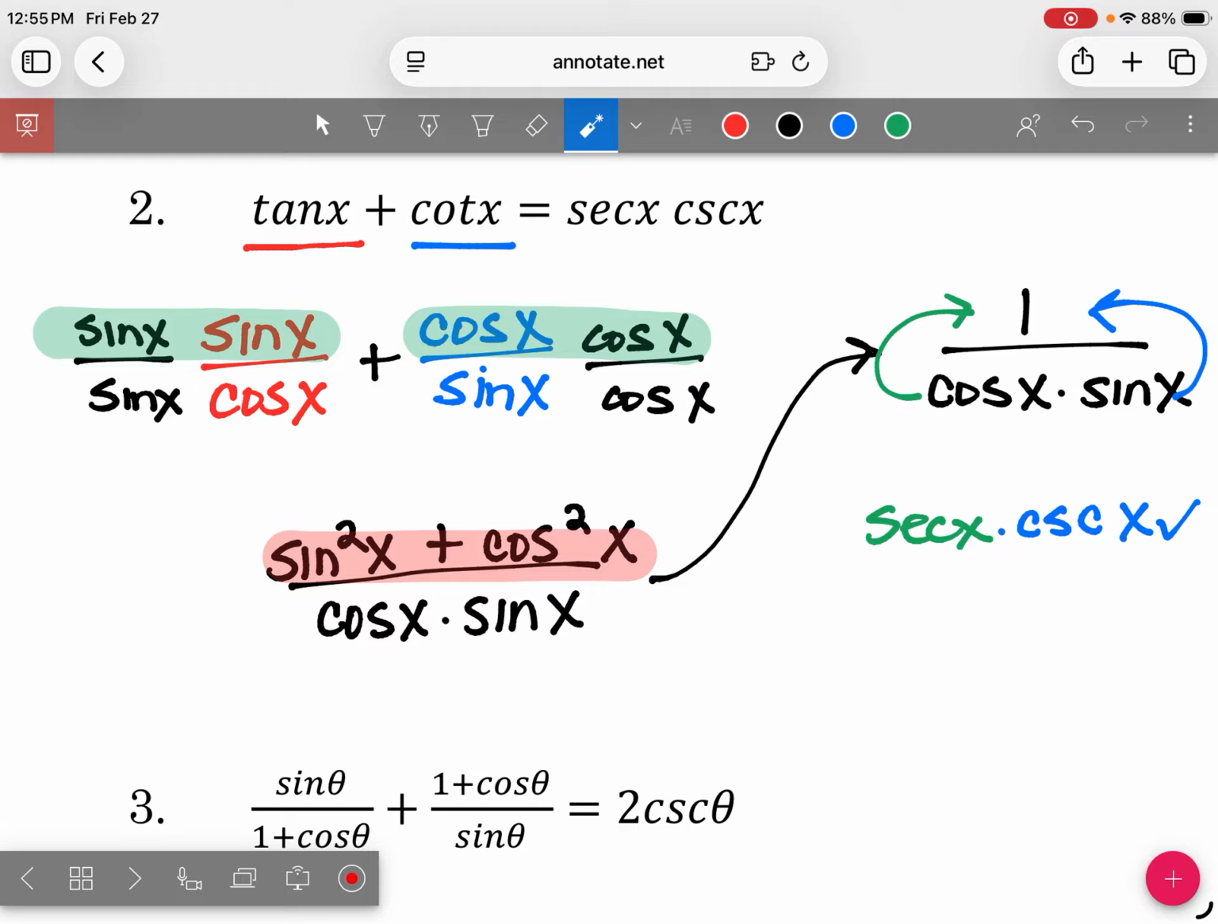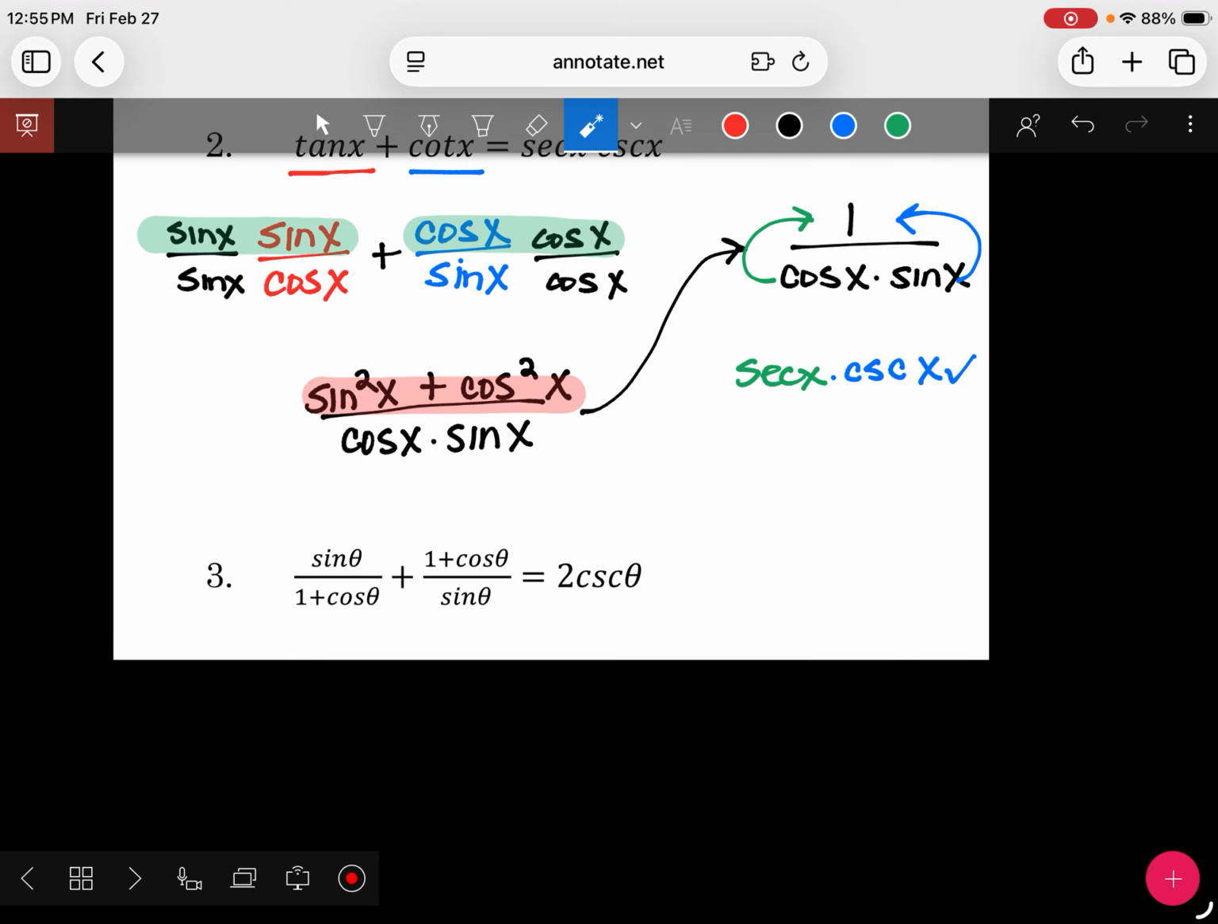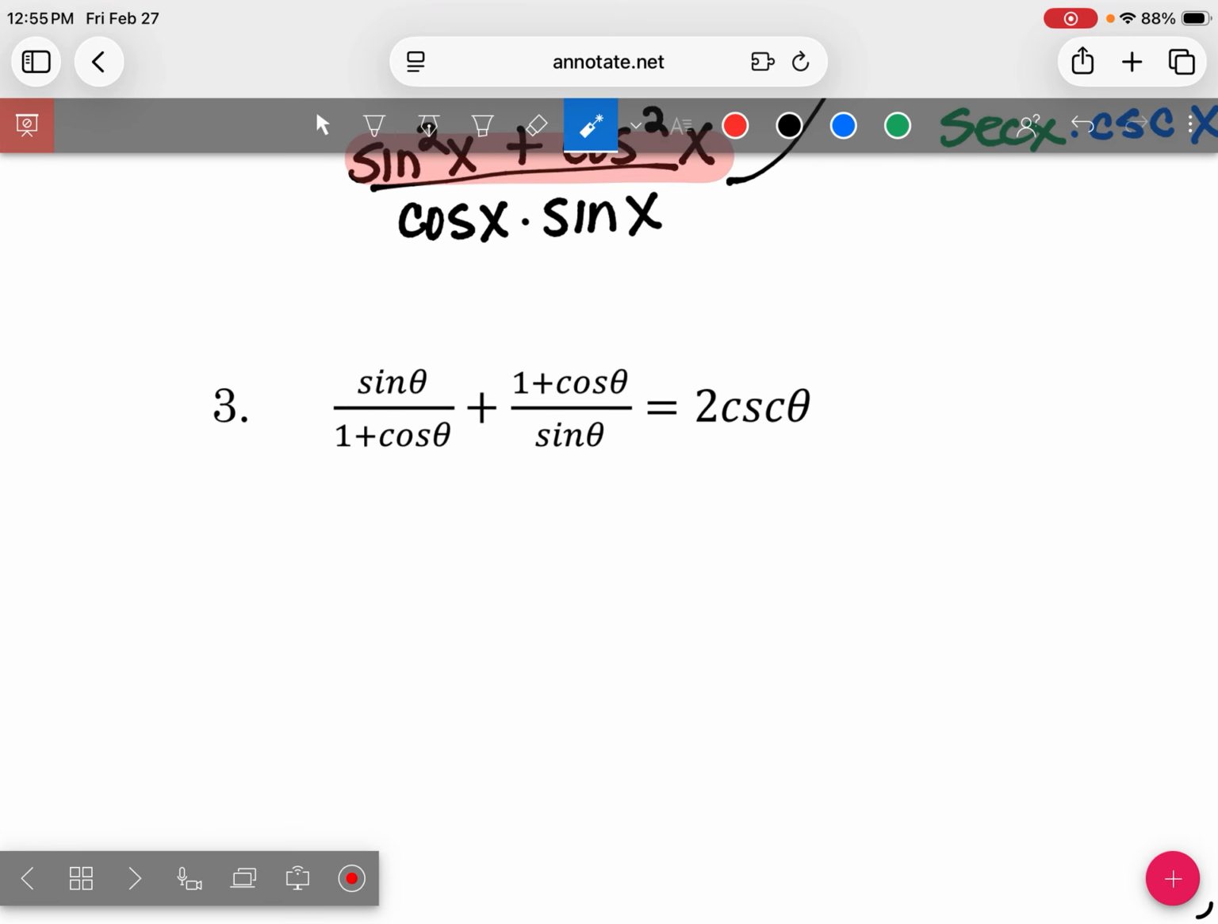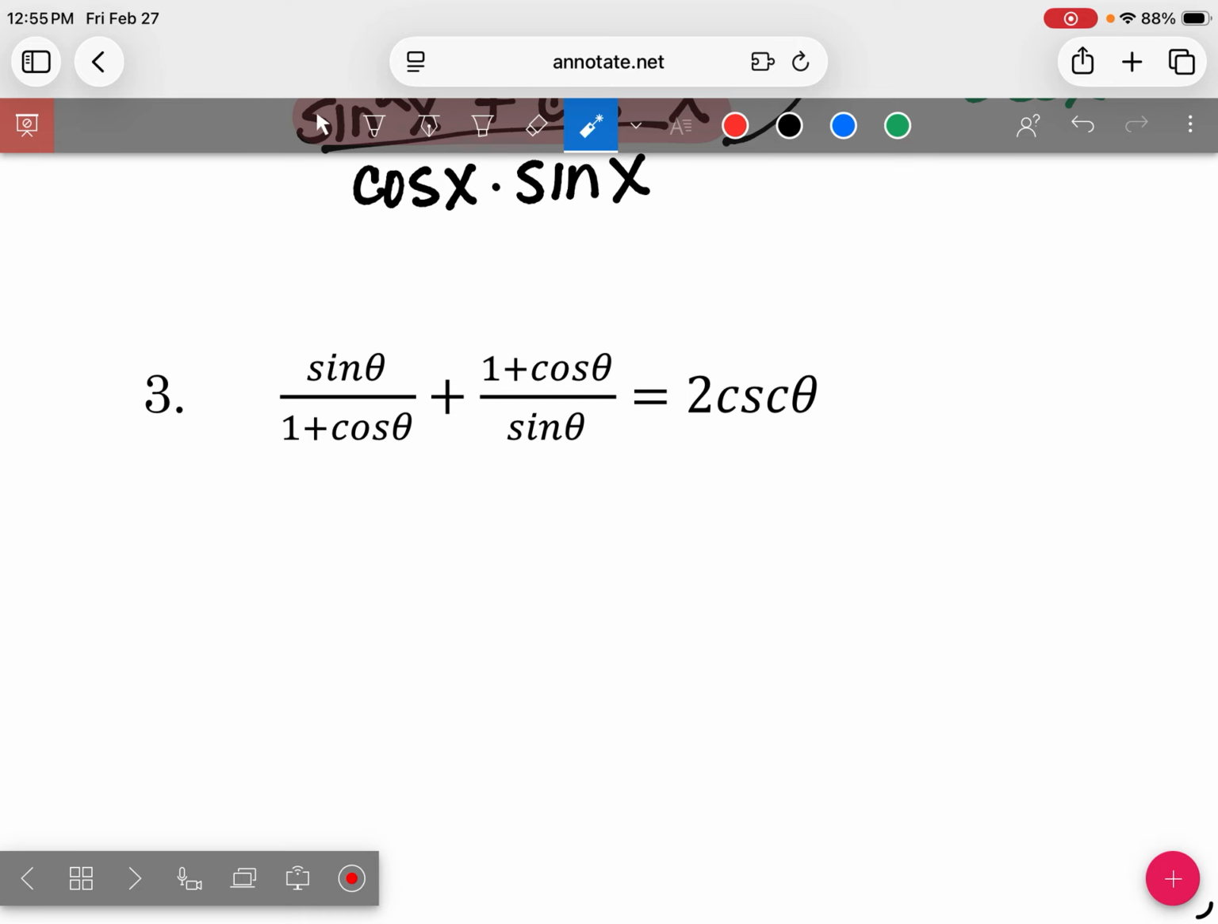All right, y'all, let's look at number 3. So we're adding fractions. What do we need to have when we're adding fractions? A common denominator. So I'm trying to get to 2 cosecant. That means that this fraction I'm multiplying by sine. All right, let's multiply this fraction by sine.